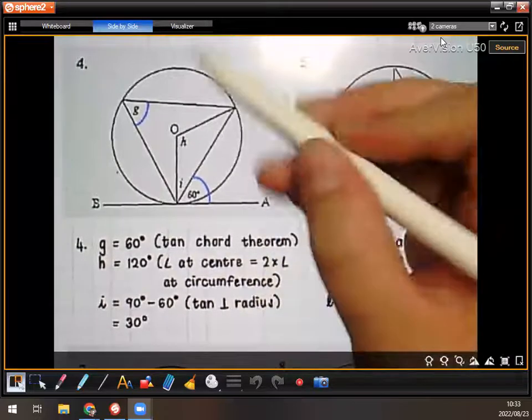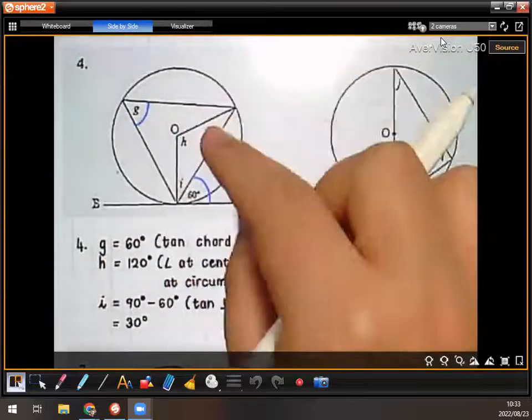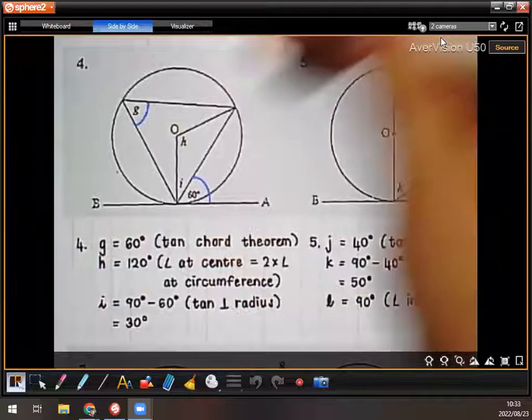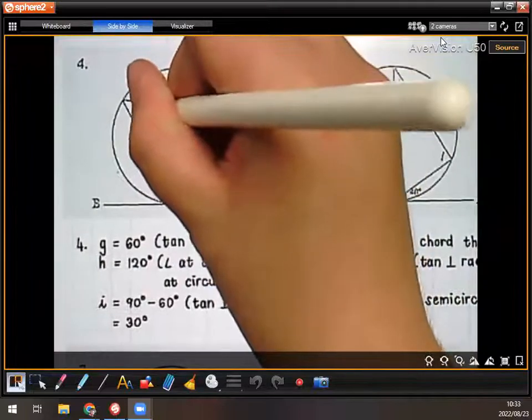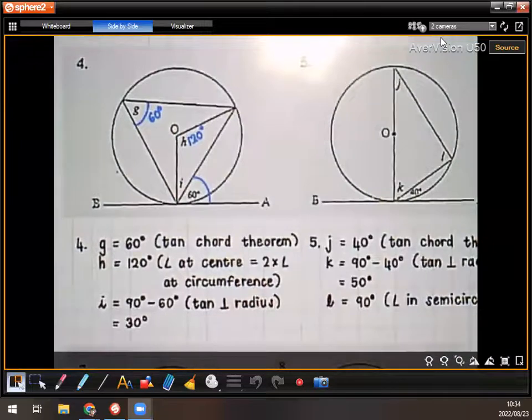Then to get H, guys, now we see that G is at the circumference. H is subtended by that same chord, but it's at the center, right? So if G is 60, H is going to be double that, right? Remember the angle at the center is always double the angle at the circumference. So H is going to be 120.